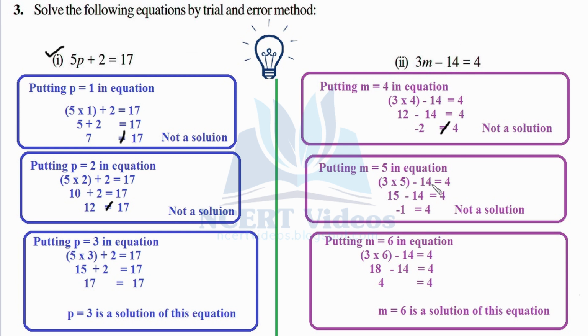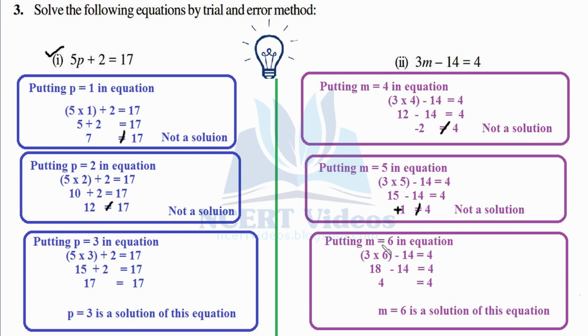15 minus 14. How much? It is 1. This must be plus because here the signs are different. They subtract, but the sign is of the greater number, therefore it is plus 1. Plus 1 equals 4, which is not true. 1 is not equal to 4. So we can cancel it. It is not a solution also.